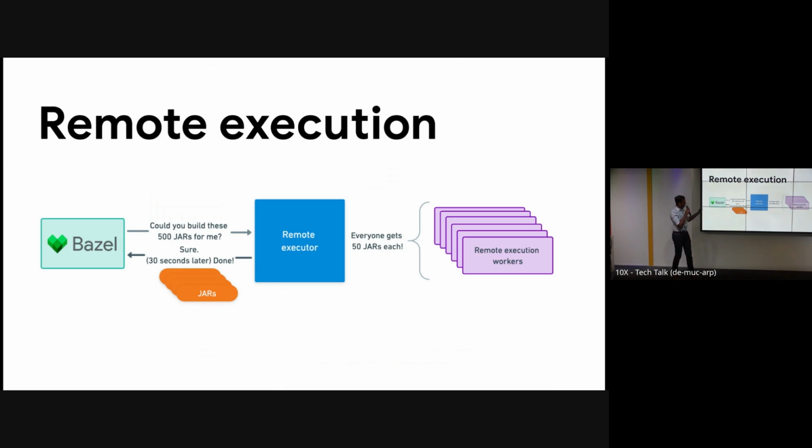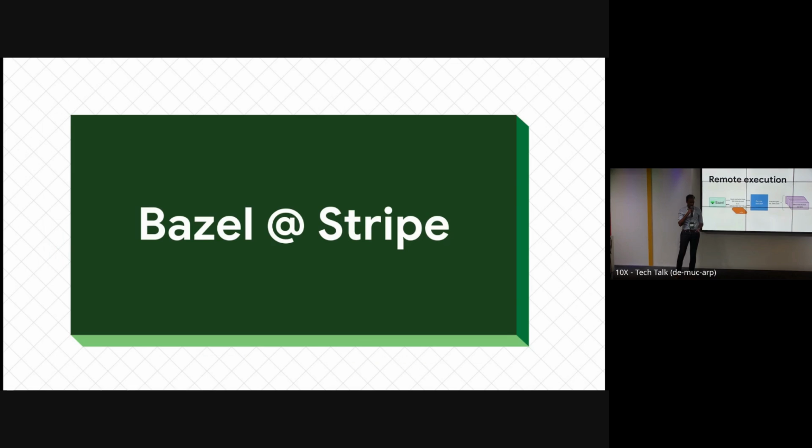Bazel can communicate with the remote executor gRPC endpoint using the execute RPC. Under the hood, our remote executor endpoint is a scheduler that load balances across an underlying fleet of workers. That's not super uncommon. So with that background out of the way, everyone's on the same page. Let's talk a little bit about Bazel infra at Stripe.